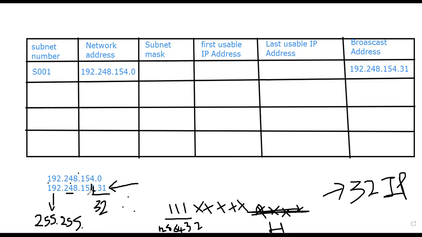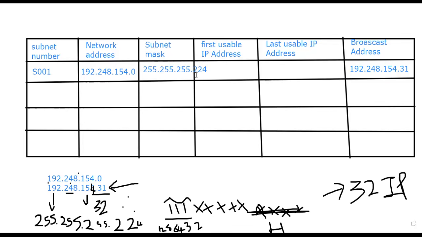Then here also the same: when you convert the 8 one bits into decimal, it's 255. Then here we have 3 network bits, so when you convert it into decimal, it's going to be 224. The subnet mask is going to be 255.255.224.224, right? Make sure you write it.